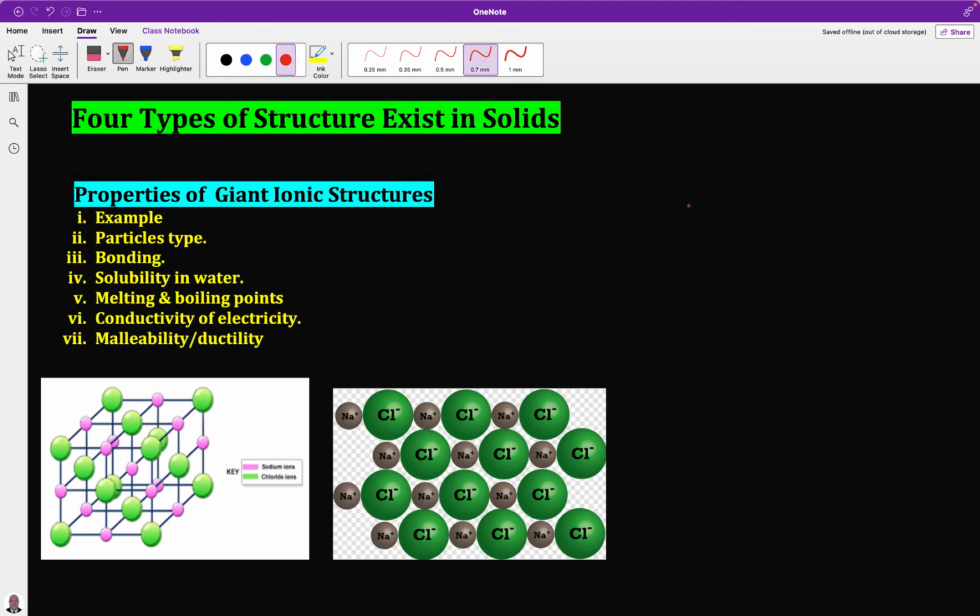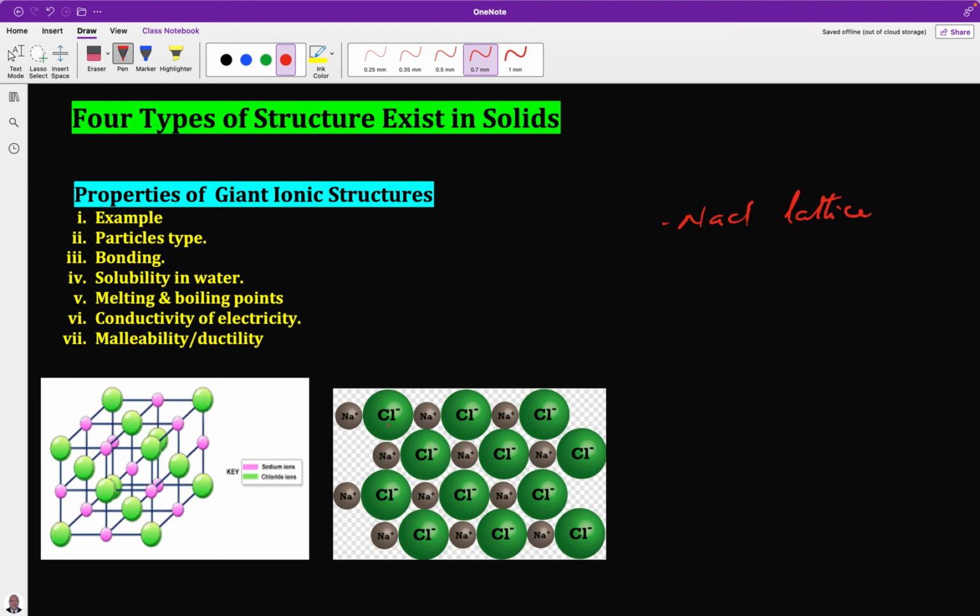An example of a giant ionic structure, which I just discussed under bonding, is the sodium chloride lattice. That is an example of that type of structure. In the sodium chloride lattice, as I told you, there is a regular or repeated arrangement of ions in the solid. You see there's a pattern.